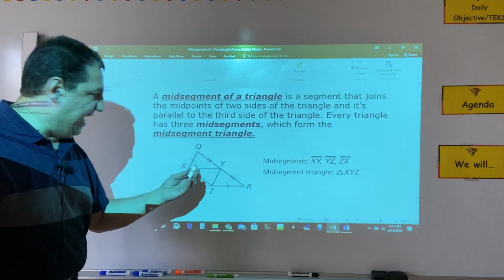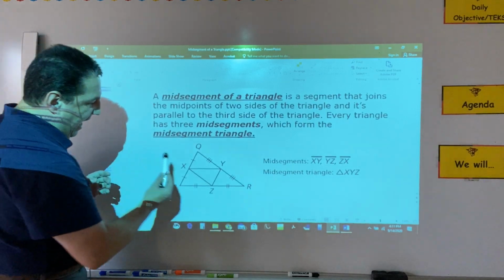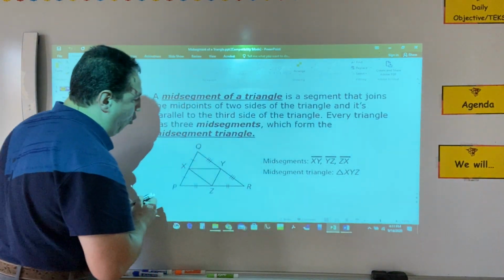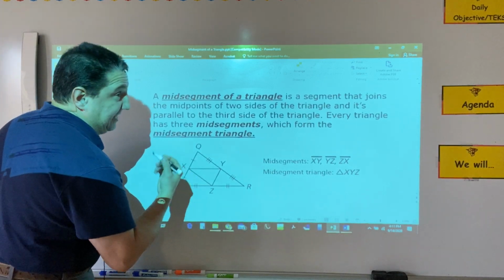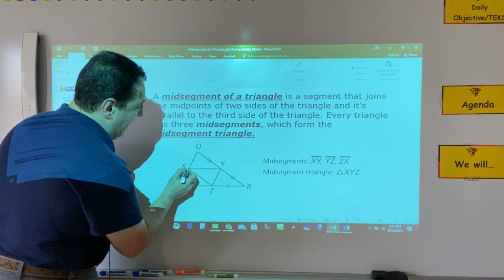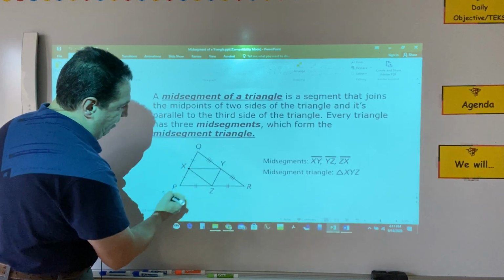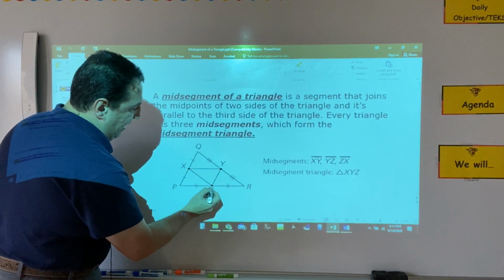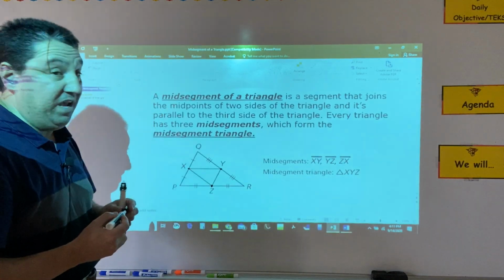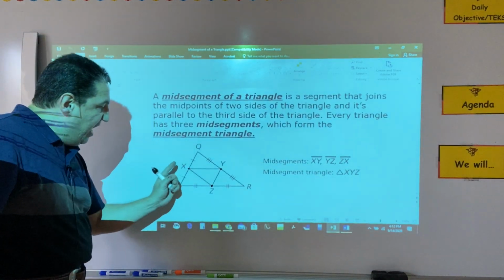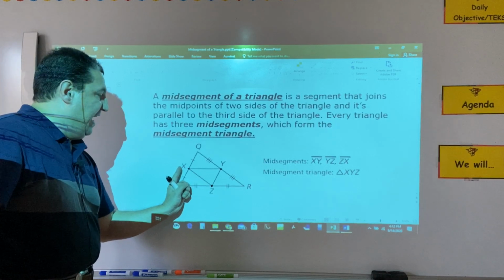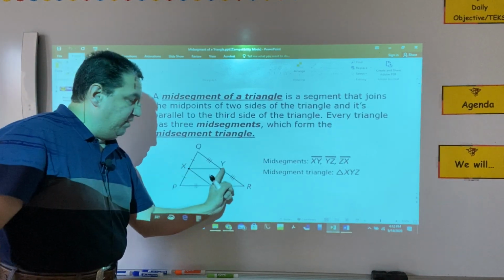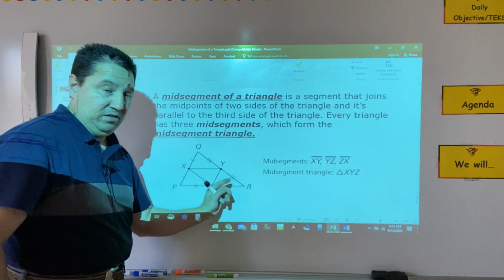As we can see here, X, Y, and Z are the midpoints of the sides of the triangle, right? X is the midpoint of QP, Y is the midpoint of QR, and Z is the midpoint of PR. Now, if we join points X and Y, we get the first mid-segment.